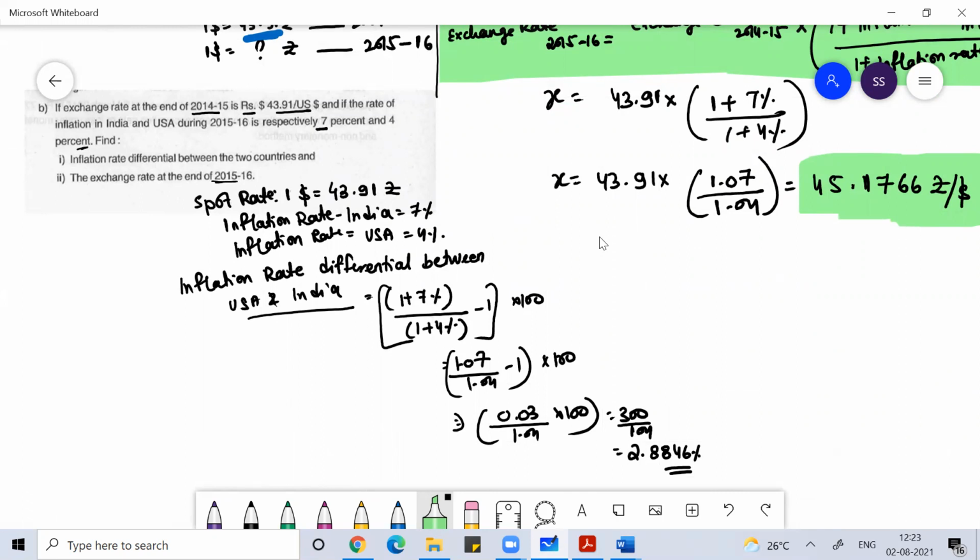The parameter which primarily impacts the exchange rate mechanism is the inflation rate. The model we study, that model is called the purchasing power parity model, which talks about the impact of inflation rate on the exchange rate mechanism. Clear everyone?